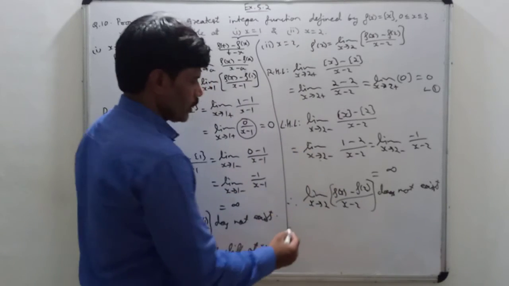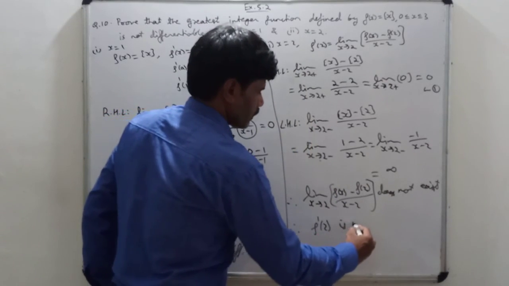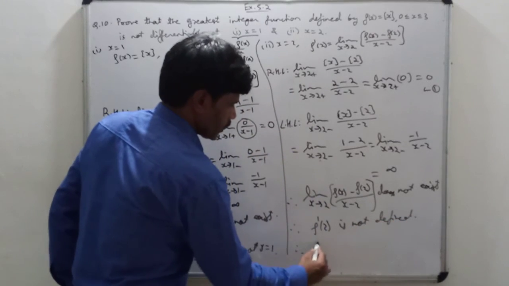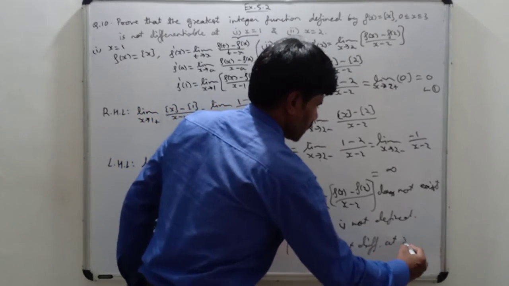As the limit does not exist, f dash 2 is not defined. f dash 2 is not defined means the function is not differentiable at x equals 2.